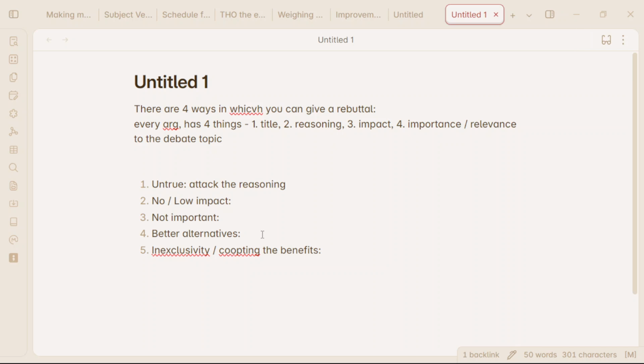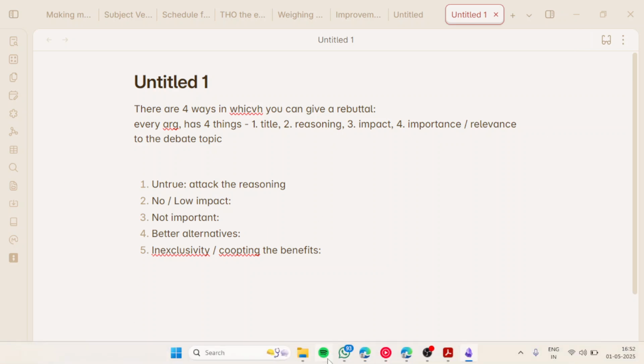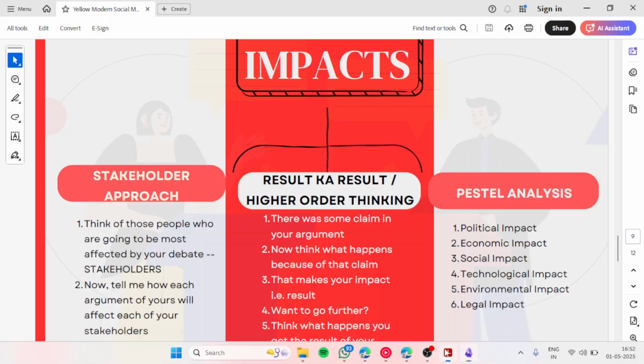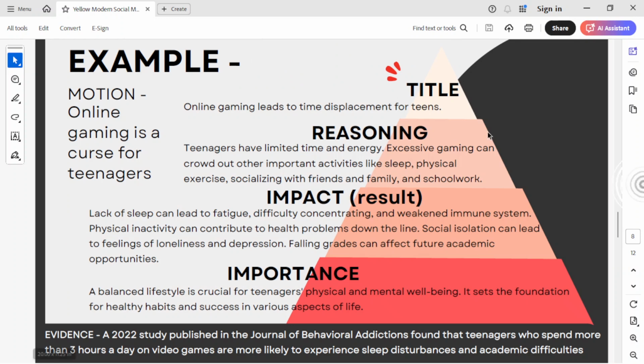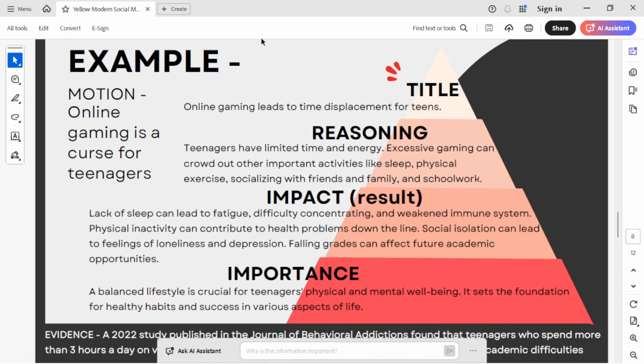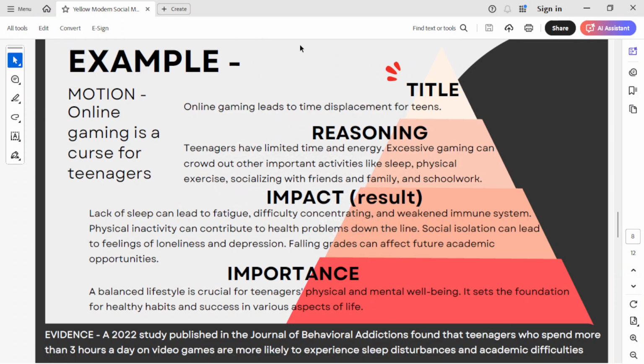Cool. So now what we are going to do is rebut an example argument. So let's say that we have this debate, we have this argument over here. The motion is that online gaming is a curse for teenagers. I hope that everyone is comfortable with this motion. It's a pretty simple one, right? So, online gaming is a curse for teenagers.